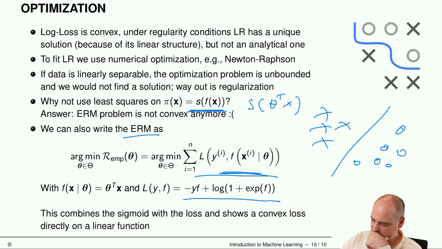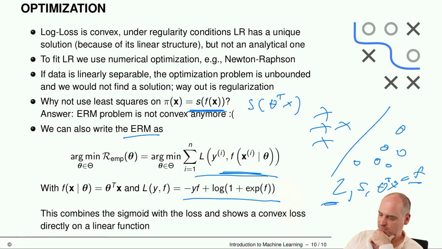So before we had three components, so L, S, and F, which was theta transposed times x, equals f. And now we just have the L and the F in a more compact form. This is also a very nice exercise to show that these formulations are equivalent. It's actually much easier than what I suggested before.